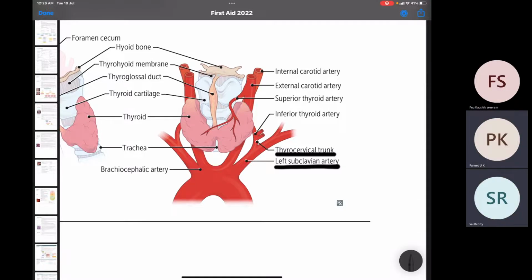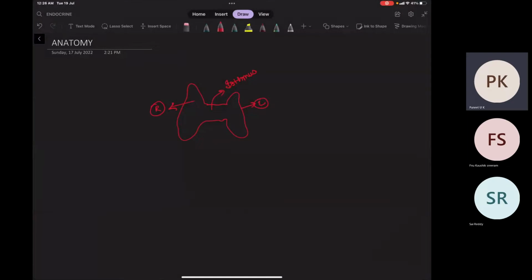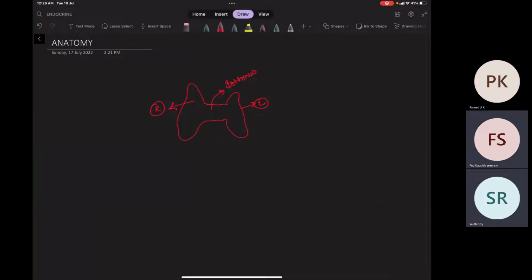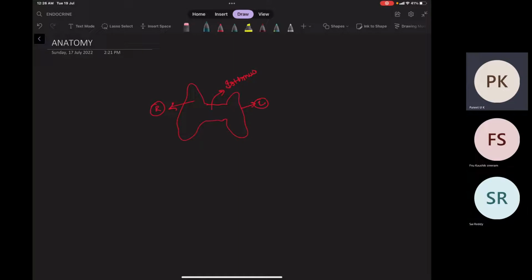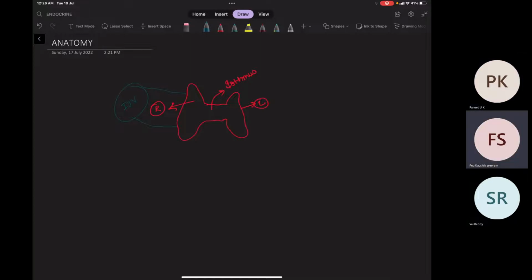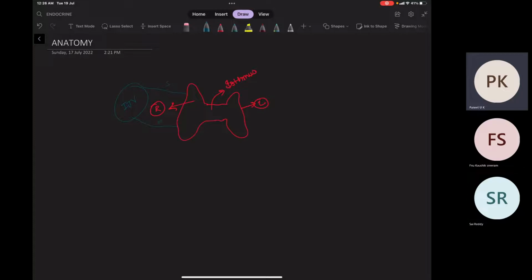Okay, I will change my screen. Can you see? So you have the superior thyroid vein and inferior thyroid vein. Sorry, superior and middle, which basically drain into the IJV. Then you have the inferior thyroid vein of both sides, which together drain into the brachiocephalic.